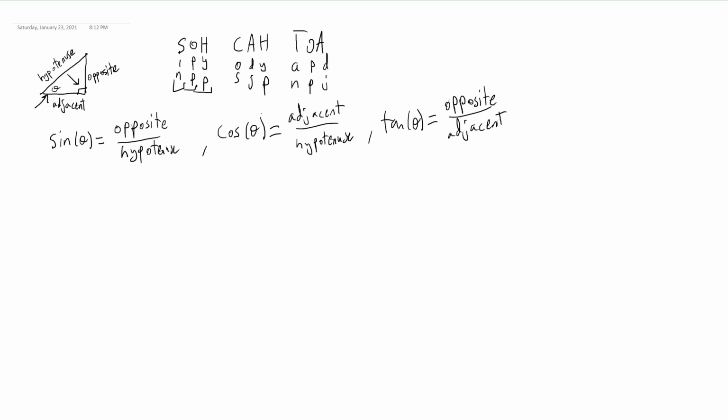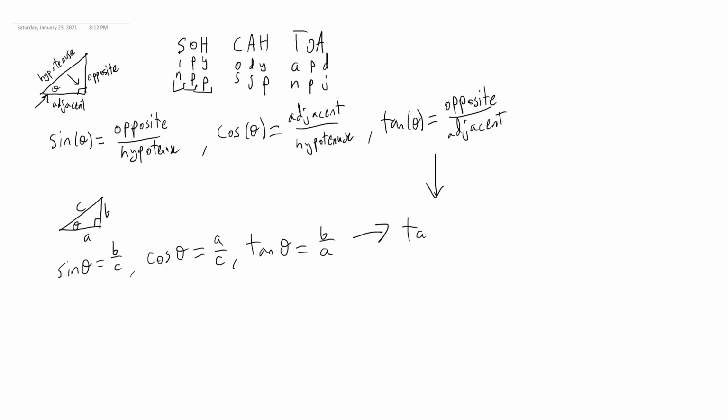And so, if I were to put this in terms of letters instead, redraw my triangle here, angle theta, side lengths A, B, and C. You have sine of theta would be B over C. Cosine of theta is A over C. And then tangent of theta is B over A. And from these two, it's important to note that tangent of theta can be defined in a slightly different way. It's sine of theta over cosine of theta.